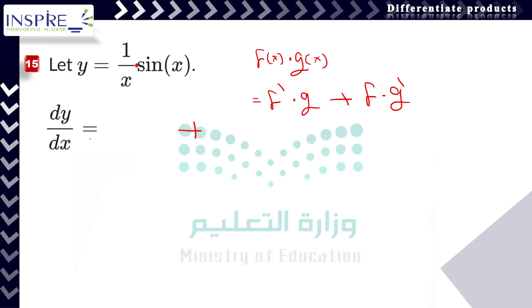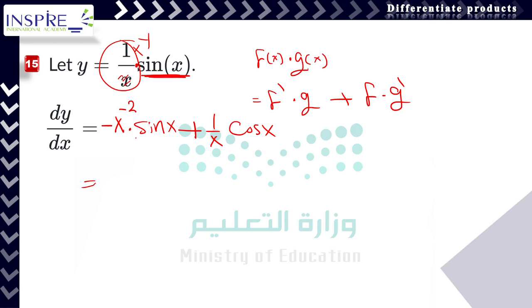So I will start with the addition sign. Let's get the derivative of 1 over x. Remove the fraction, put it as x power negative 1, and get the derivative. So it will be negative 1 x power negative 2, which is negative x power negative 2, and leave sine x the same. And then leave the first function without any changes and get the derivative of sine x, which is cosine x. And you're done. If you want to rewrite the first one, it will be negative 1 over x squared sine x plus 1 over x cosine x.